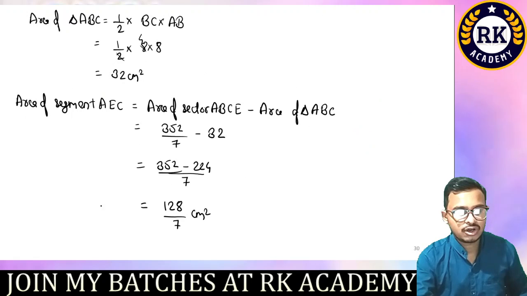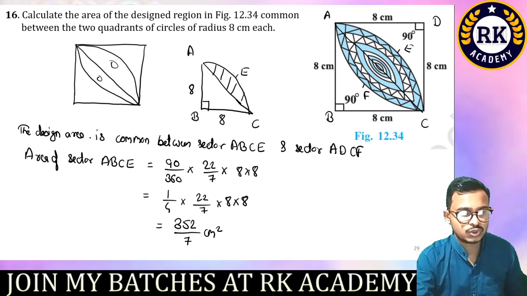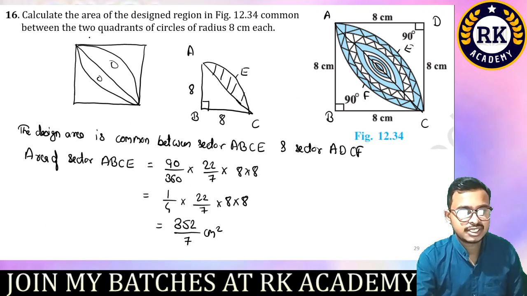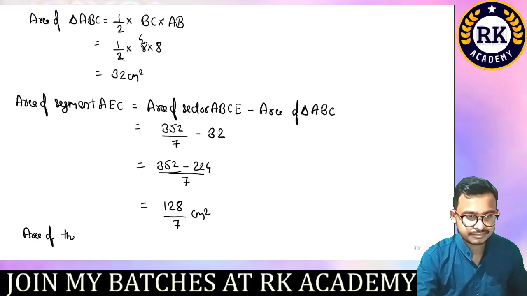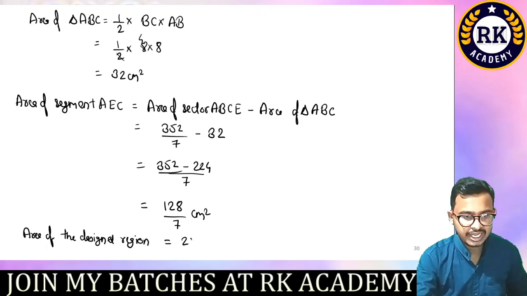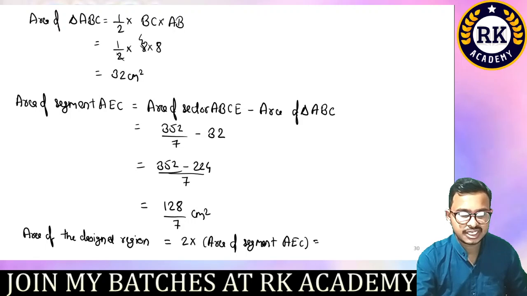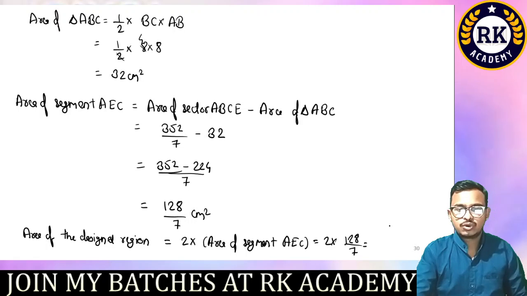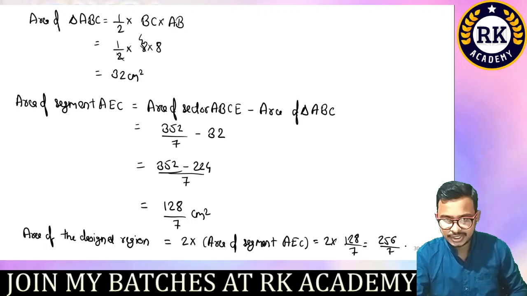Okay, so similarly the area of segment, which will be the second segment, this one, as we know this design is common between both the portions. So the area of the, what is asked, find the area of the designed region. The designed region will be equivalent to 2 times 128 upon 7, or you can say 2 times the area of segment AEC, because both the designs are equivalent at both the ends. So 2 into 128 upon 7, it will be 256 upon 7 centimeter square.